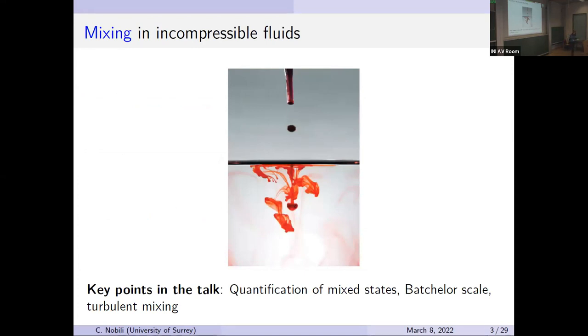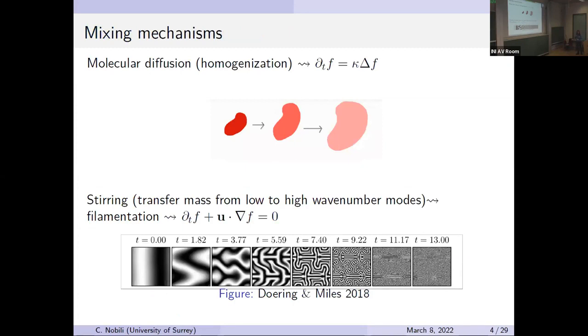When you want to describe mixing, which is dropping ink into water or some other fluid, you have this concentration red over white. You will reach mixing when there will be a sort of homogenization of this ink in the water. You will get a sort of mildly red color, homogeneously in this fluid.